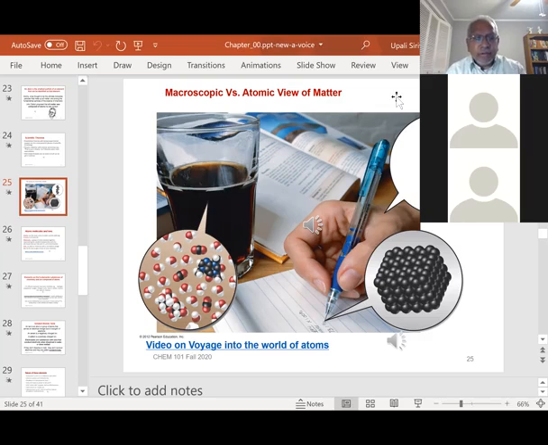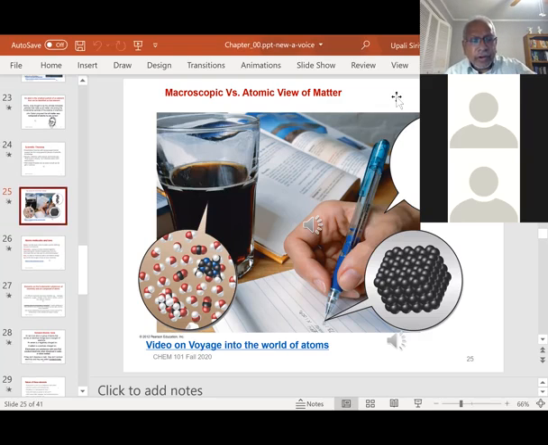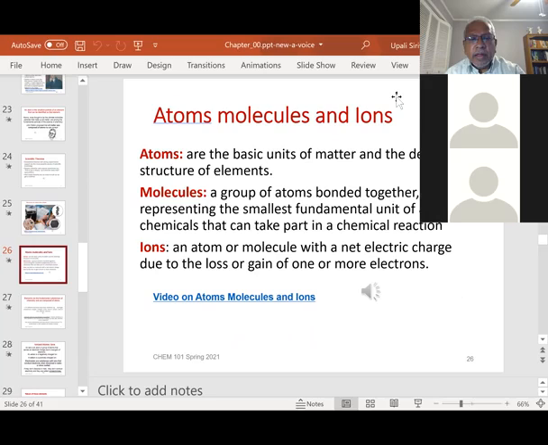Okay, the atomic view. So we talked about this. Atom is the basic unit of matter, consisting of elements. Elements have only one kind of atom, like copper, hydrogen. Molecules are a group of atoms bonded to each other, like water molecules that are produced in a chemical reaction.